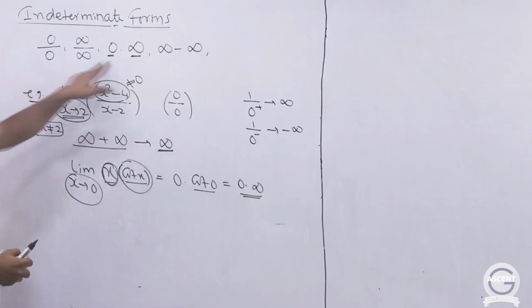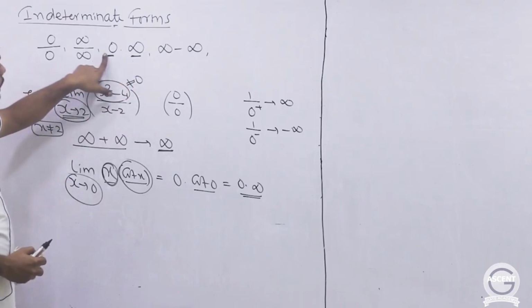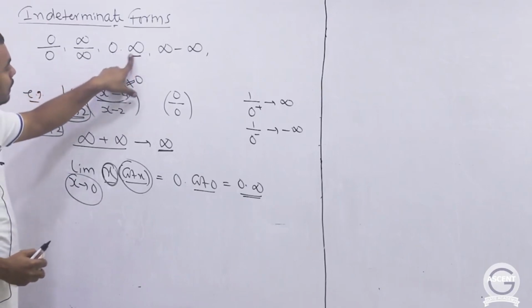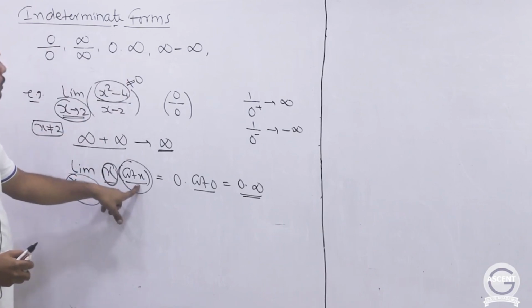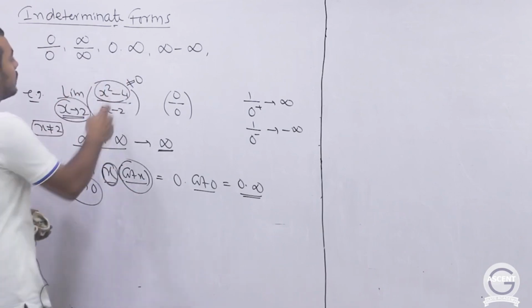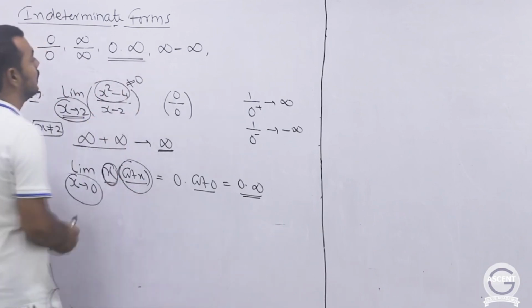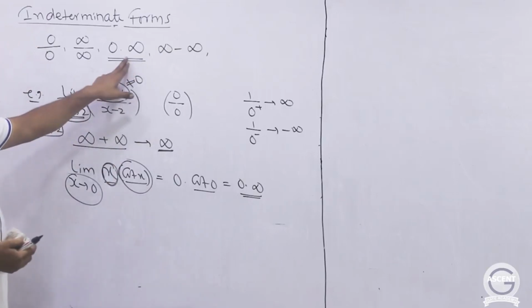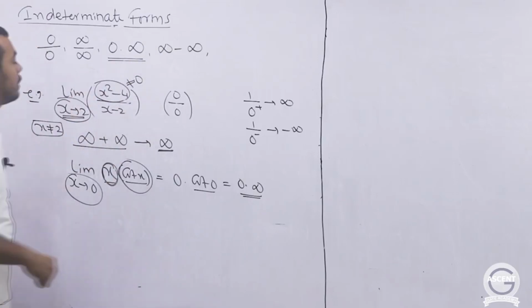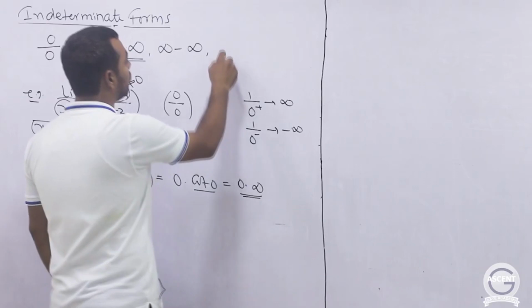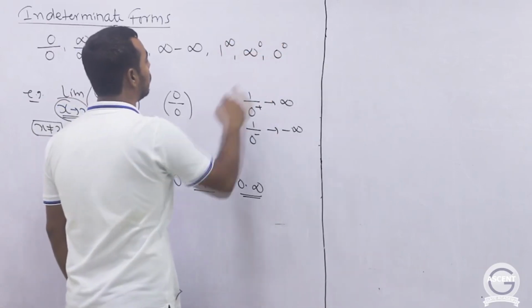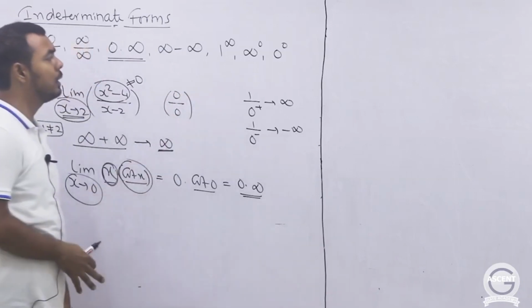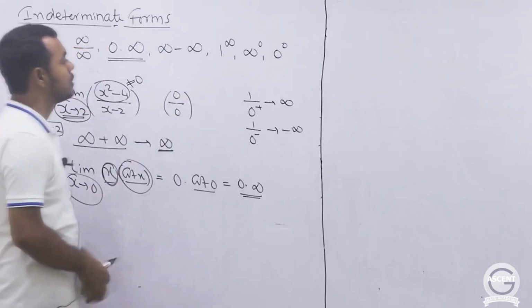So in all these indeterminate forms, you should not think that this is exactly 0 and this is infinity. One part is approaching 0, another part is approaching infinity, and therefore we cannot say what will be the value of the product of these two. So therefore it becomes indeterminate. Similarly, there are three other indeterminate forms: 1 to the power infinity, infinity to the power 0, and 0 to the power 0. Again, all these are indeterminate because of the same logic.